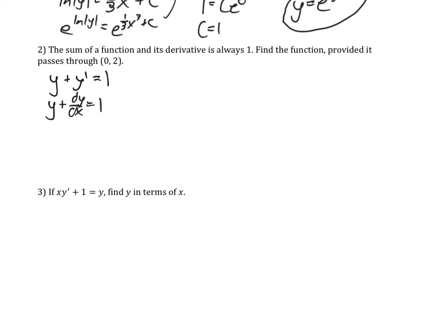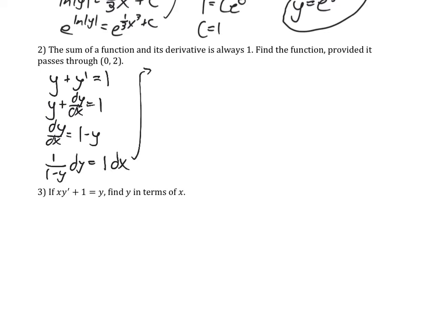Okay? We're going to separate the variables. This one's a couple steps, so let me maybe do it a little bit slower. dy over dx equals 1 minus y. And then I get, what do we get here? 1 over 1 minus y. Divide both sides by 1 minus y, so 1 over 1 minus y dy equals, you could really think about it as 1 dx.